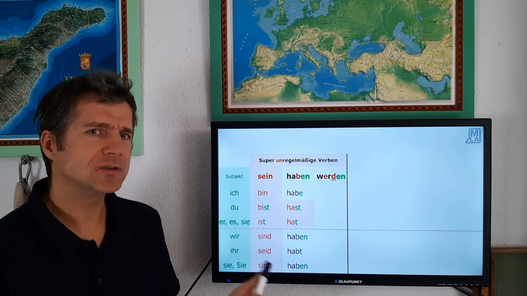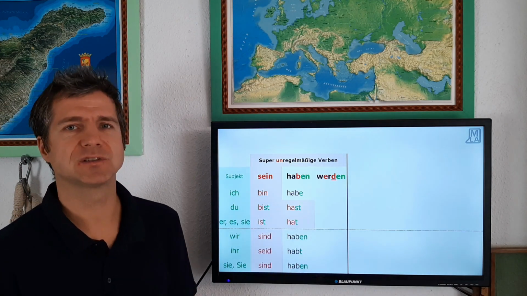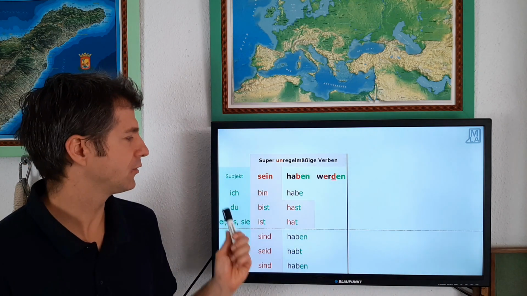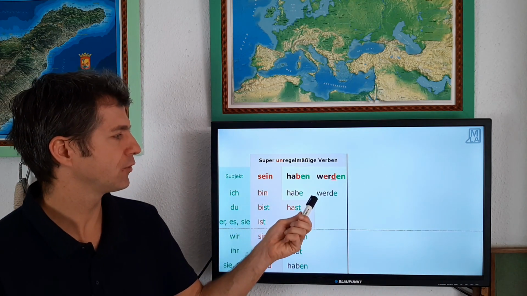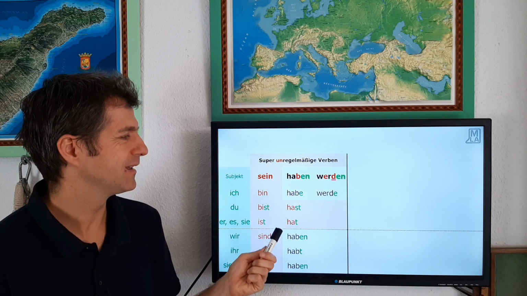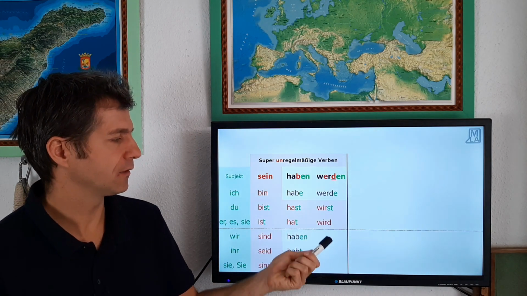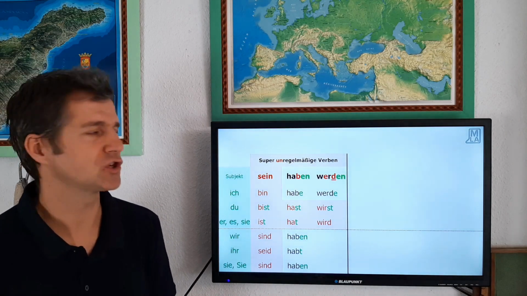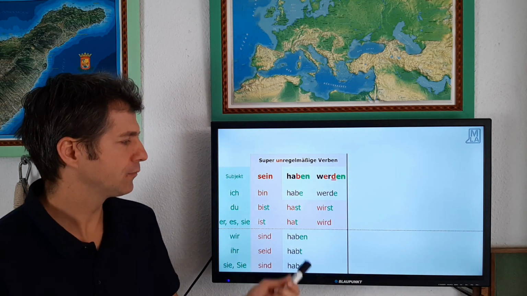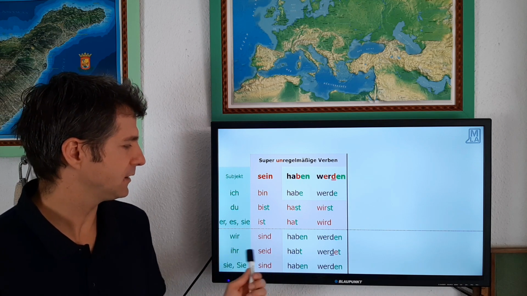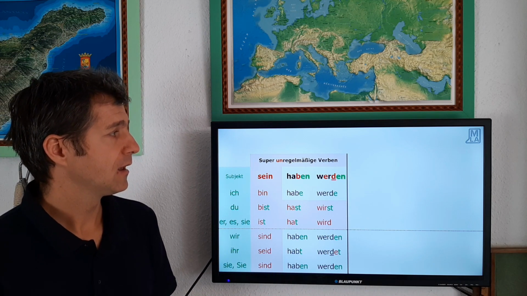And there's another auxiliary verb. It's called werden. It's used for the future tense. It's also quite irregular because in first person, ich werde, no problem. But then it's irregular. Du wirst, er wird. So quite a change there. Okay. But in plural, it's regular again. Werden, werdet, werden. No? Wir werden, ihr werdet, sie werden.